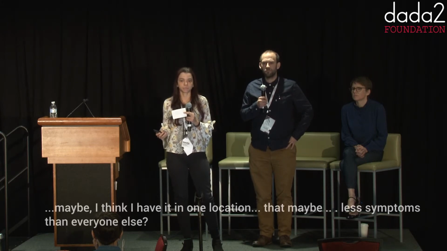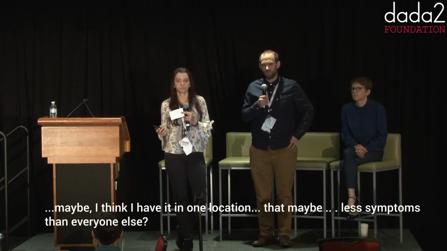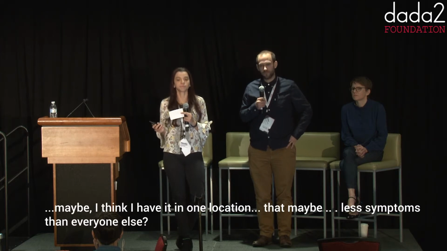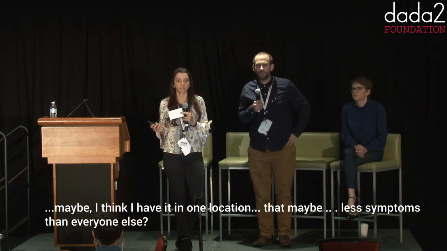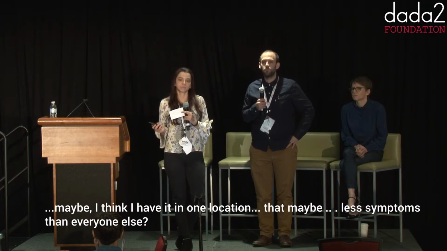I always think that maybe I have a mutation in one location and my husband has it in another, and that maybe is giving him fewer symptoms than everyone else? Right now, like Mandy said, the spectrum of data is so wide, we are not able to specify what mutations give what phenotype. So if you have a specific mutation and your husband has another one, we can't really say whether that combination is going to make the disease better or worse.